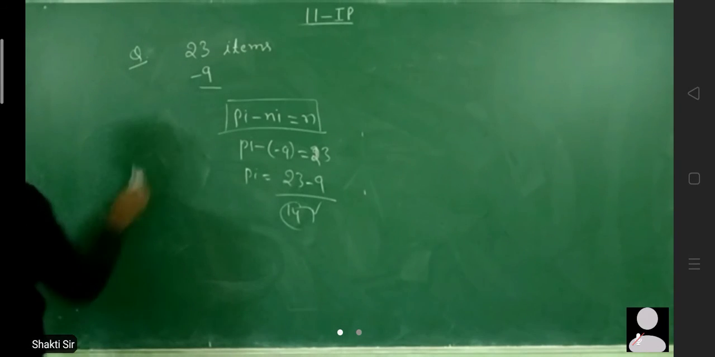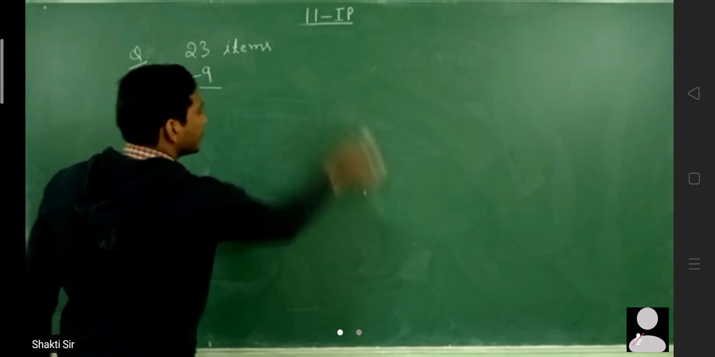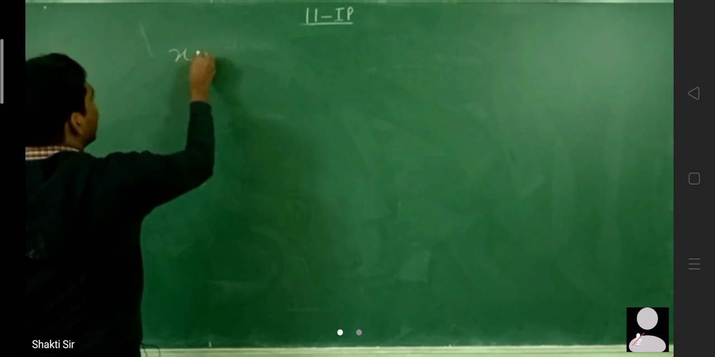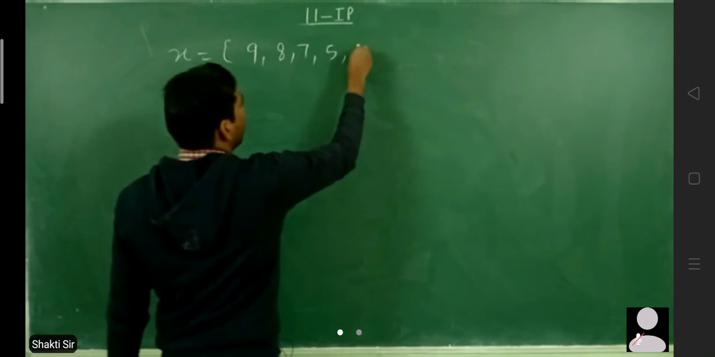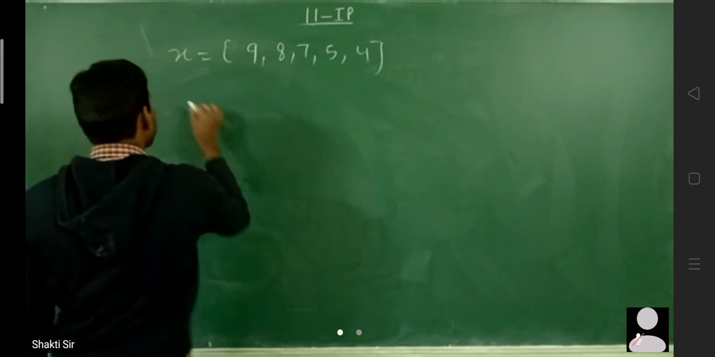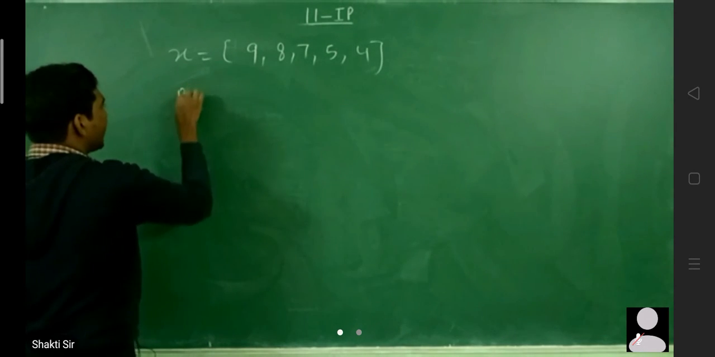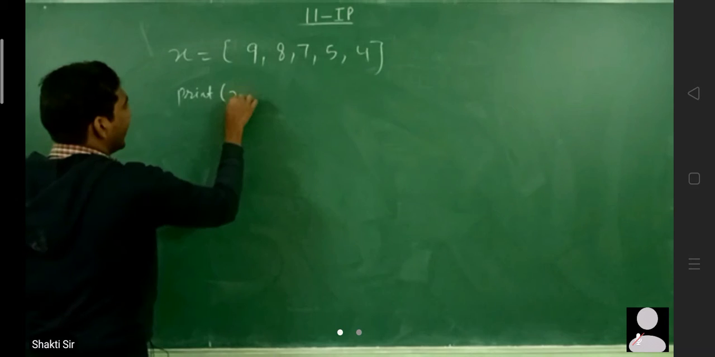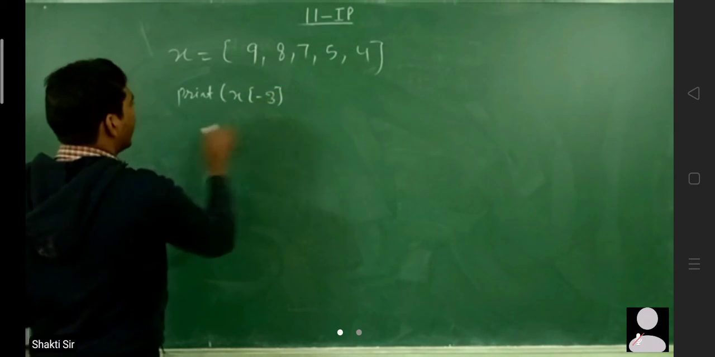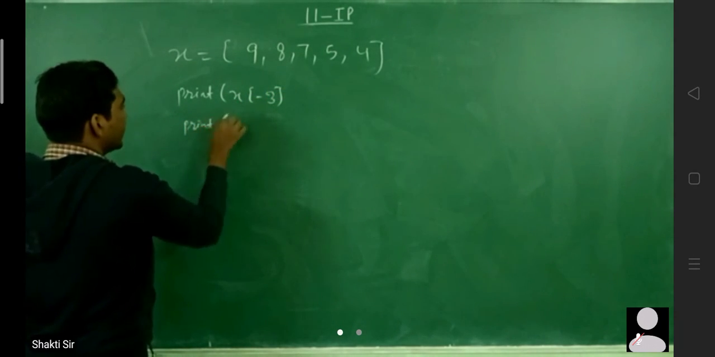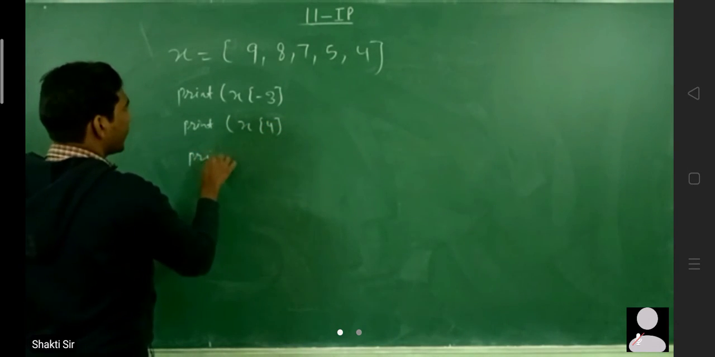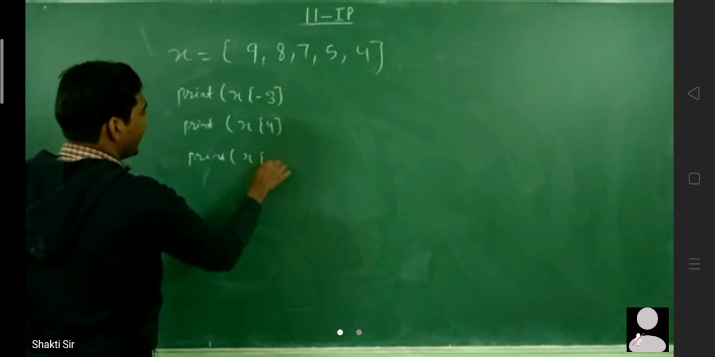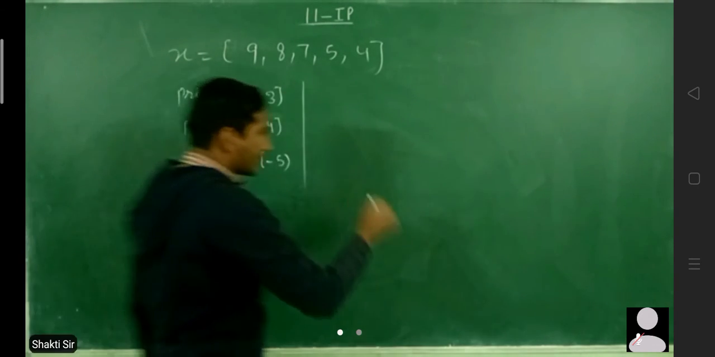So now let us move to another concept. Suppose I am given a list x = [9, 8, 7, 5, 4]. And suppose I print x[-3], and if I print x[4], and suppose I print x[-5]. So what are the answers?